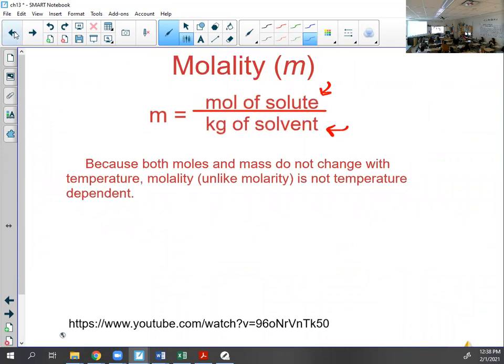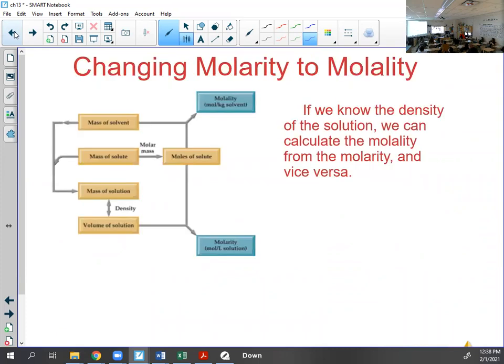Okay, so it's not absolutely imperative that you understand what molality and molarity are and the differences, but knowing how to calculate them and when to use them, that's absolutely imperative. So let's jump into it. So he just said this 100 times. Molality is not temperature dependent.